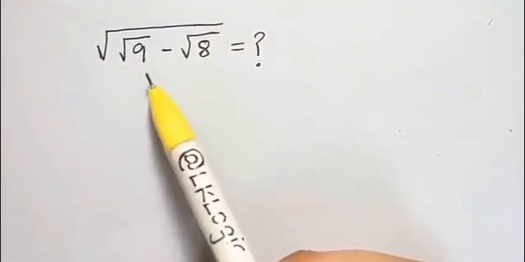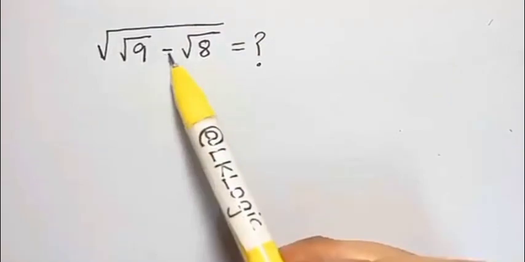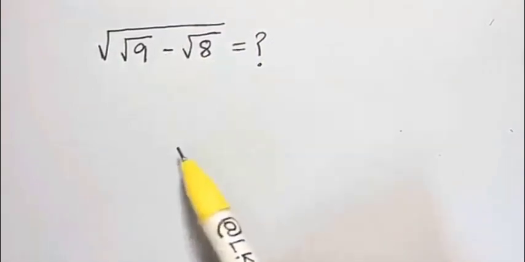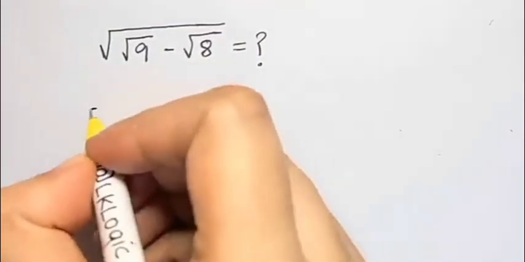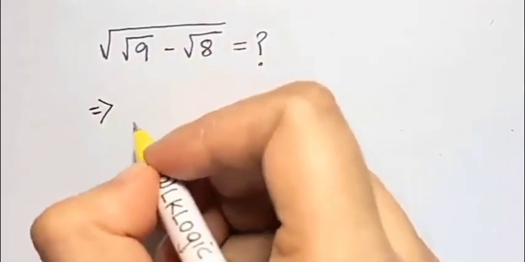Here we have a nice radical problem which says: the square root of 9 minus the square root of 8 equals what? So what are we going to do first here is, we have the square root of 9 and that is equal to 3, we know that.